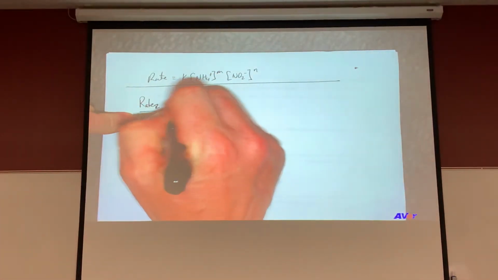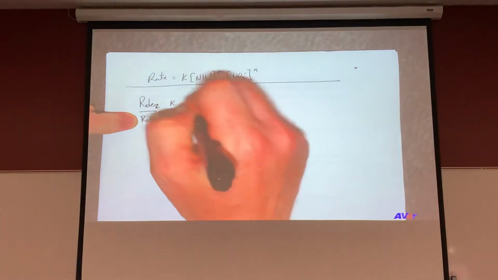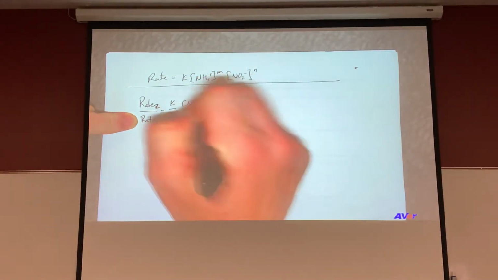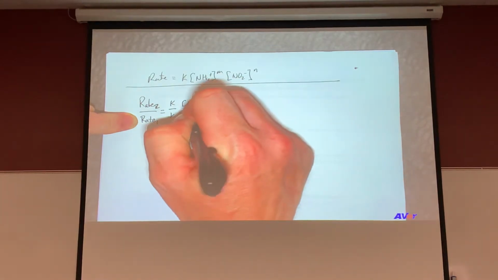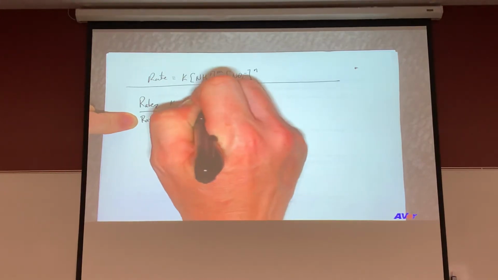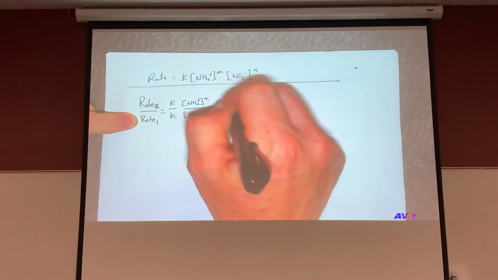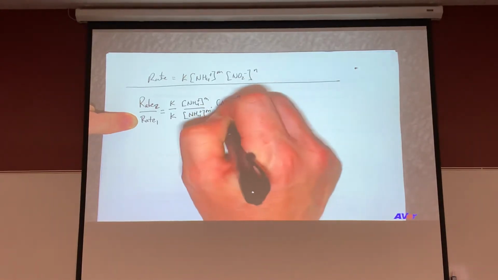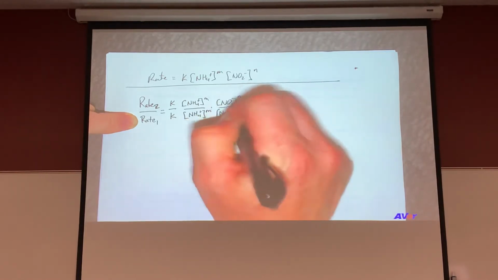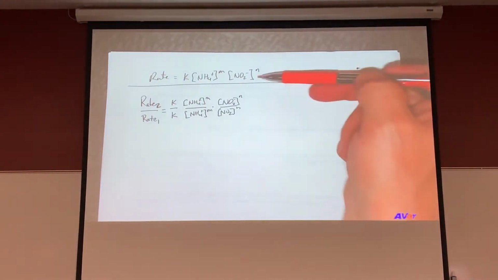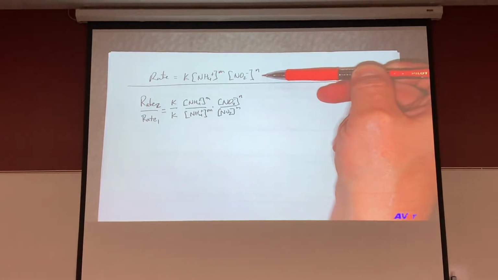The K is the same, and I'm looking at the concentration of ammonium raised to some power M over the concentration of ammonium raised to some power M, times NO2 to some power N divided by NO2 to some power N. Okay. Again, this is called the method of initial rates. Here's what you're looking at. There's the rate expression, and you're trying to figure out M and N.